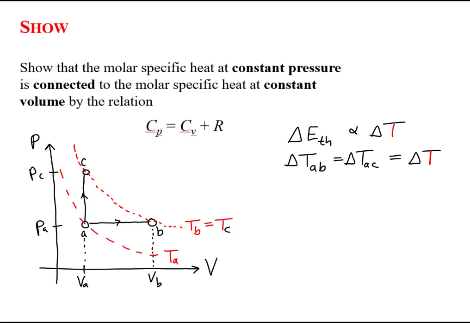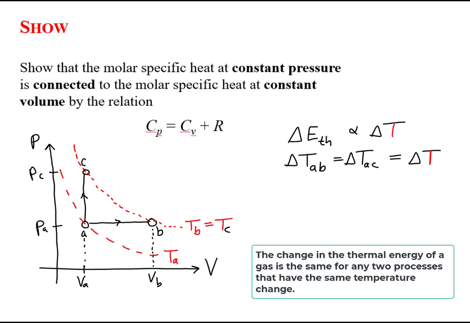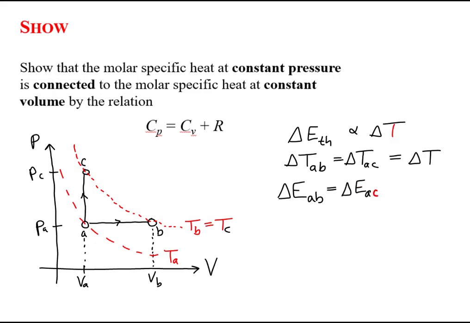A couple of conceptual points to be mindful of. The change in thermal energy of a gas is the same for any two processes that have the same temperature change. So what that means is the change of internal energy in the process taking us from A to B must be equal to the change of internal energy in the process taking us from A to C, because the change of thermal energy is directly proportional to temperature change, and any two processes with the same temperature change must have the same change in internal energy.